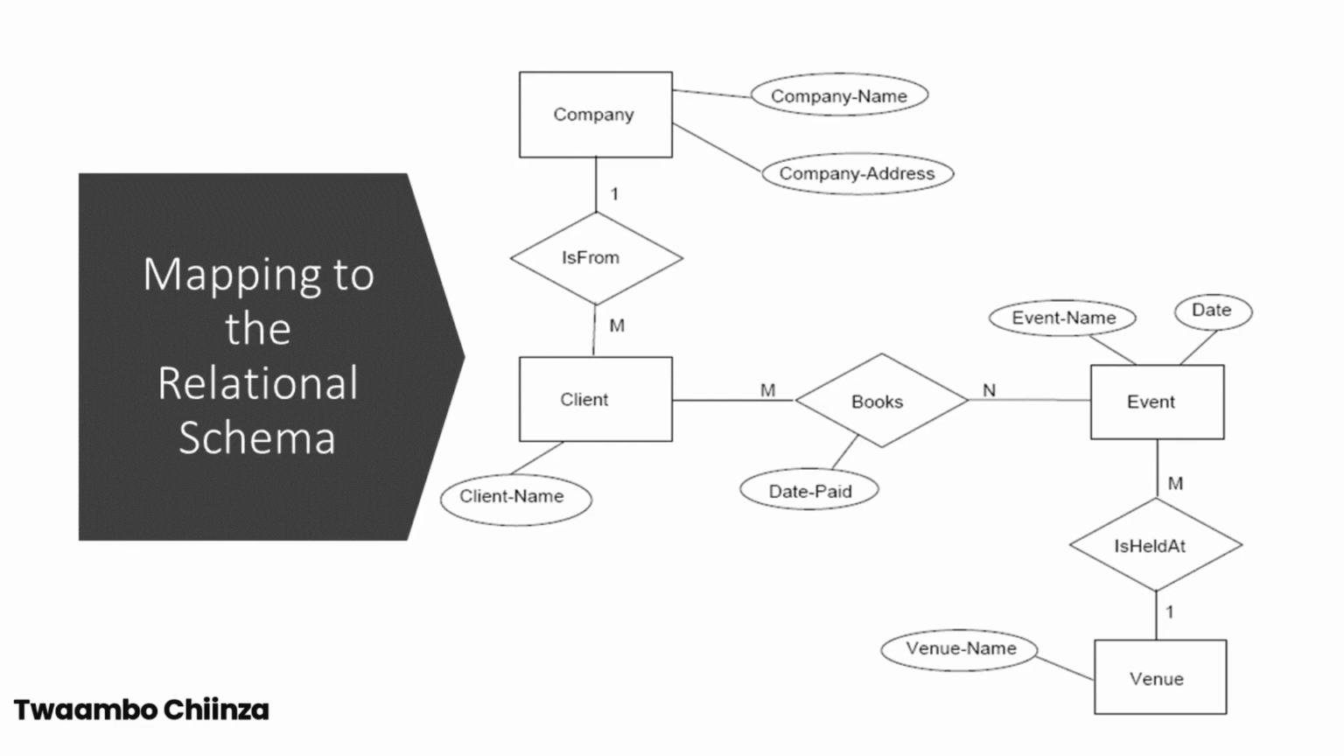Here, we see the mapping to the relational schema. This diagram illustrates the relationships between different entities in a system, such as companies, clients, and events. This, as discussed during the previous lesson, is part of data modeling.